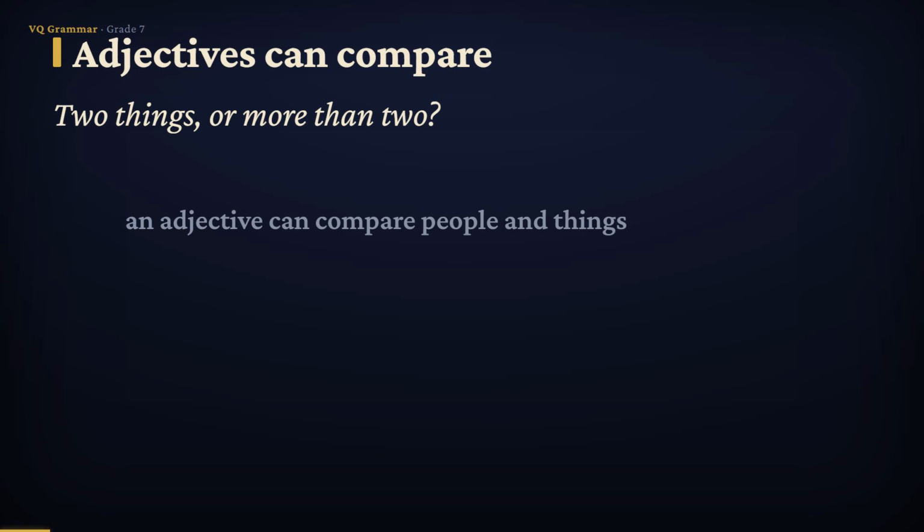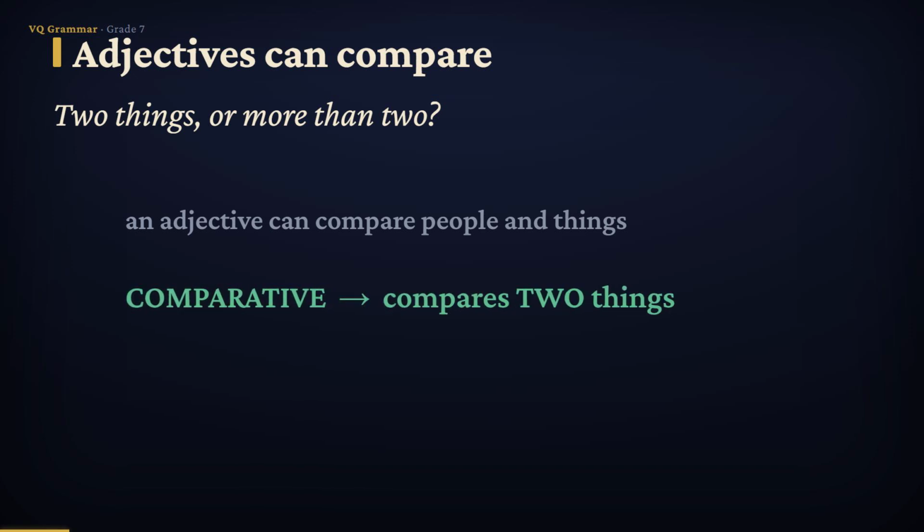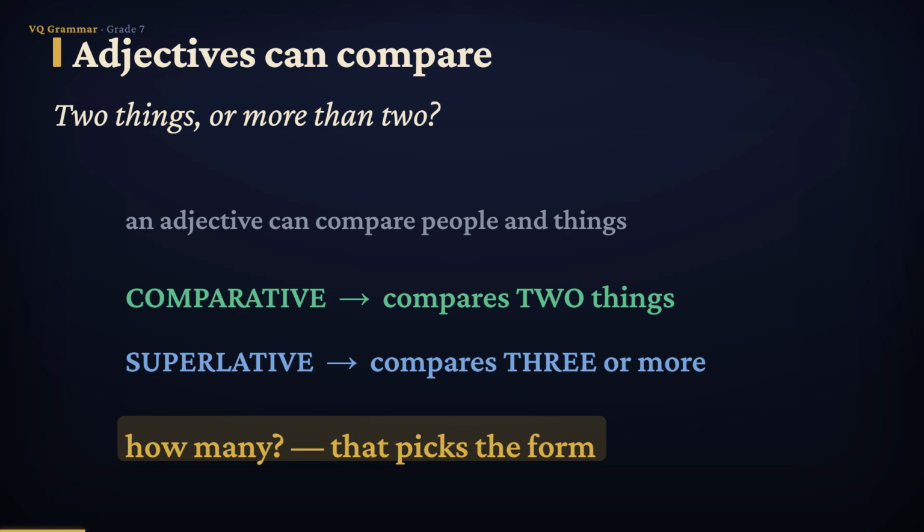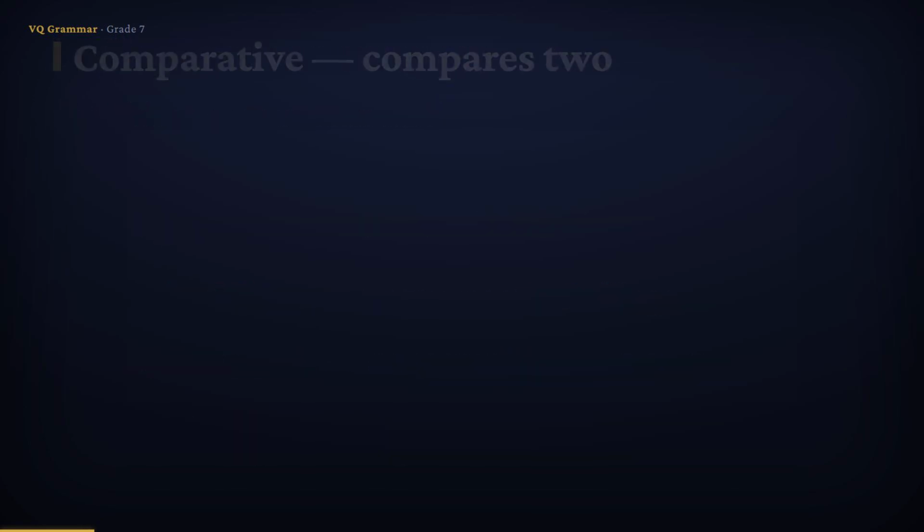An adjective doesn't only describe one thing. It can also line two or more things up against each other and tell you how they stack up. There are two forms for this. The comparative form compares exactly two things. The superlative form compares three or more. So the very first question you ask is simple. How many things am I comparing? That one question picks the form for you. Let's see each one up close.